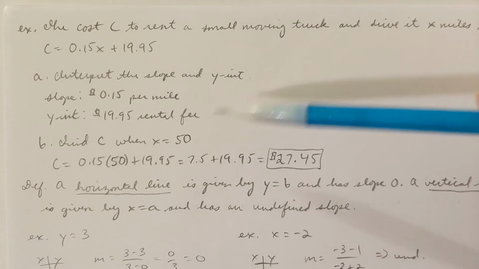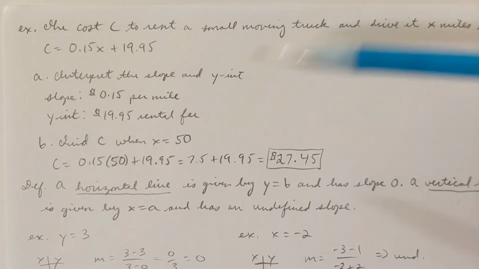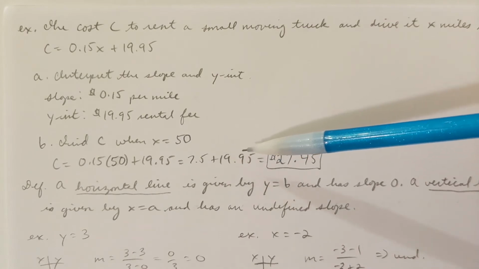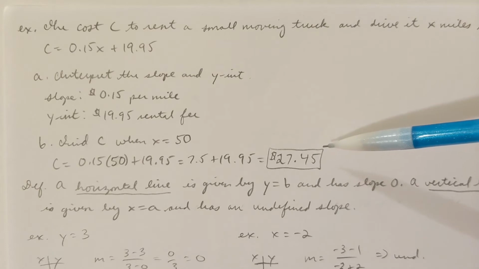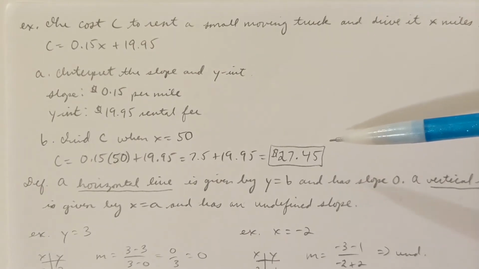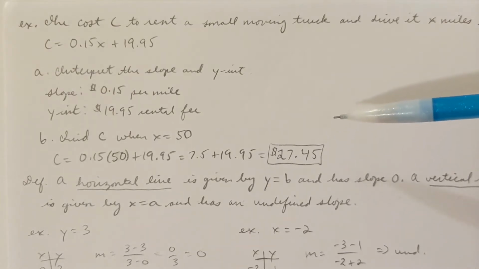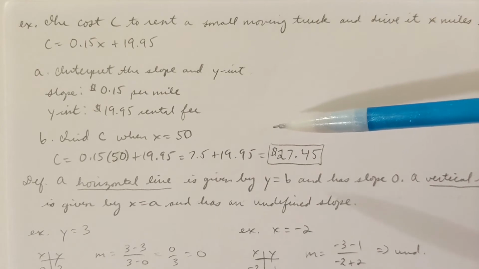So in part B, find C when x is 50. Let x be 50, plug that in and simplify. 50 times 0.15 gives me 7.5, plus 19.95 gives me 27.45. So it would cost $27.45 to get the truck and to drive it 50 miles, then, is the interpretation.